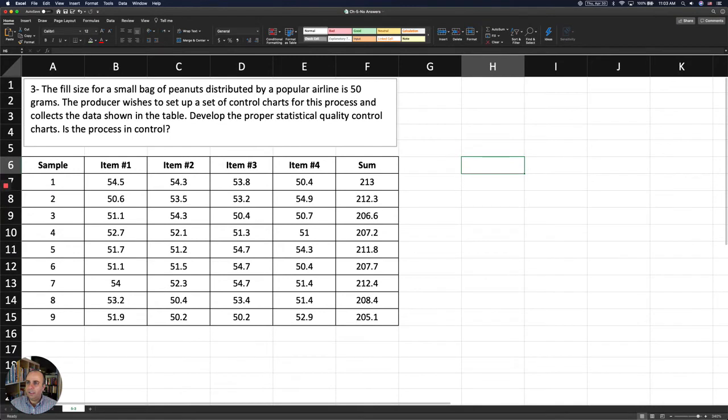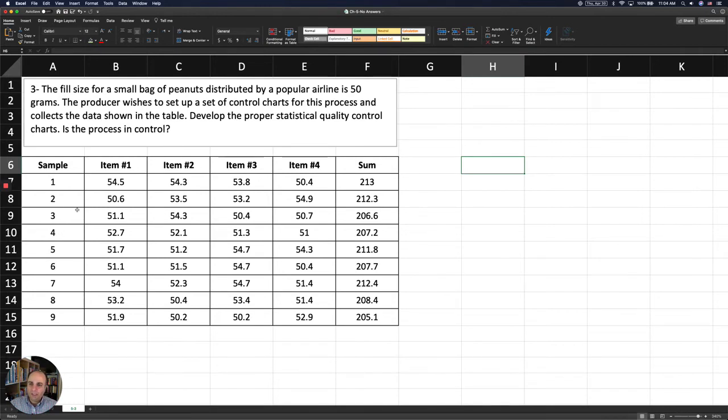Let's take a look. The fill size for a small bag of peanuts distributed by a popular airline is 50 grams. The producer wishes to set up a set of control charts for this process and collects the data shown in the table. Develop the proper statistical quality control chart. Is the process in control? You see that we have 9 samples, and each sample has 4 observations, meaning that our sample size is 4, and the number of samples is 9.